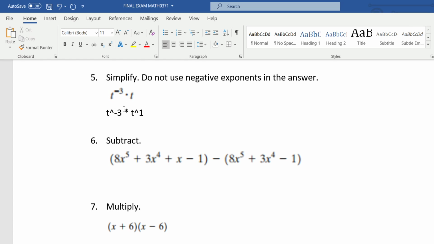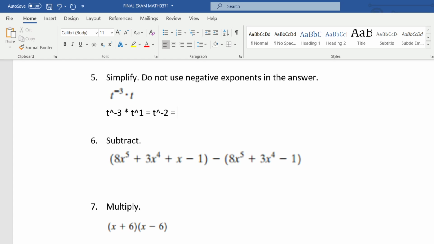So remember, when you're multiplying exponents with the same base, all you have to do is add the exponents together. So if you just add these right now, minus 3 plus 1 is going to be minus 2, right? So if you multiply these together, you're going to get t to the minus second power. So we have t to the minus 2, but it says to not use negative exponents in our answer, so we have to change this to not be negative.